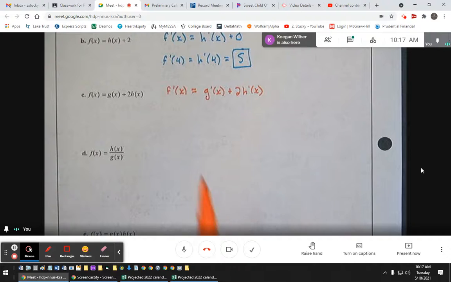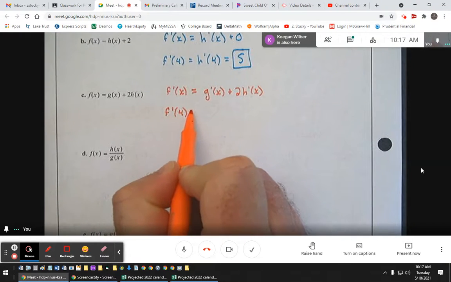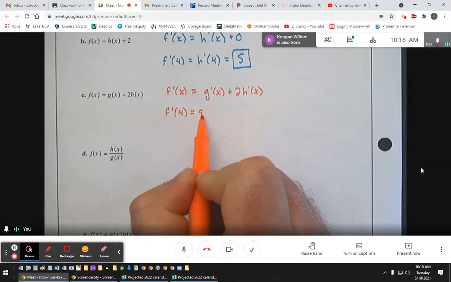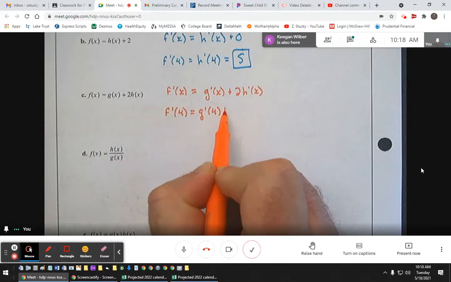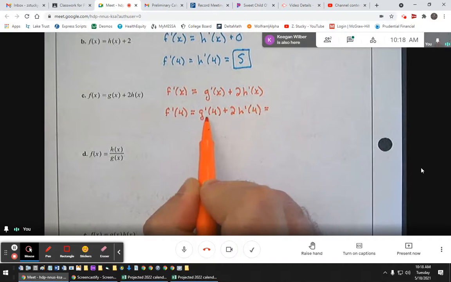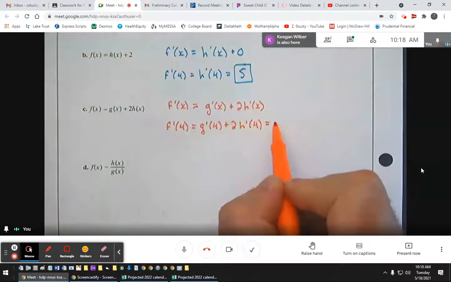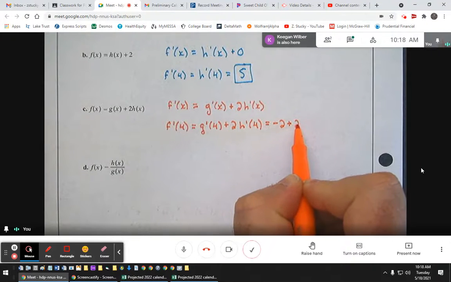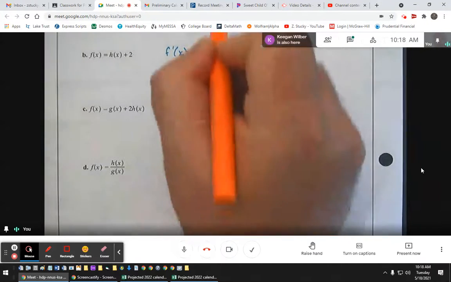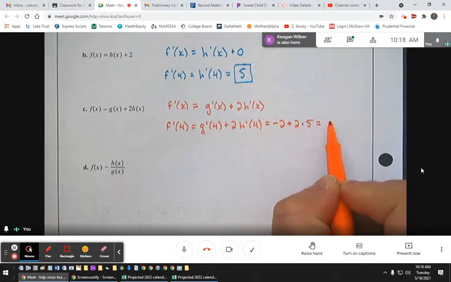Now I can start to plug and chug. I want to figure out what's happening at 4. That means I can plug 4 in here, and I can plug 4 in here, and I can look up above. They told me that g prime of 4 was negative 2, plus 2 times, they told me that h prime was 5, so that's negative 2 plus 10, so that would be 8.